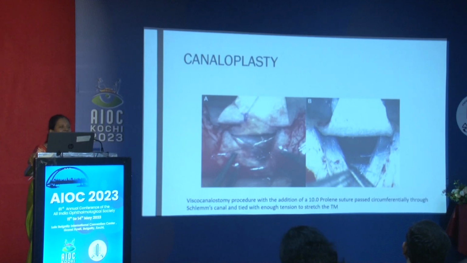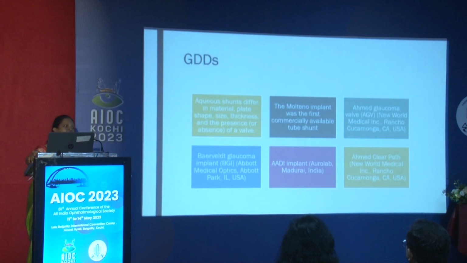Then canaloplasty also became popular for some time. This is an extension of the viscocanalostomy procedure with the addition of a prolene suture, which was passed circumferentially 360 degrees through Schlemm's canal and tied with enough tension. This is to stretch the trabecular meshwork.